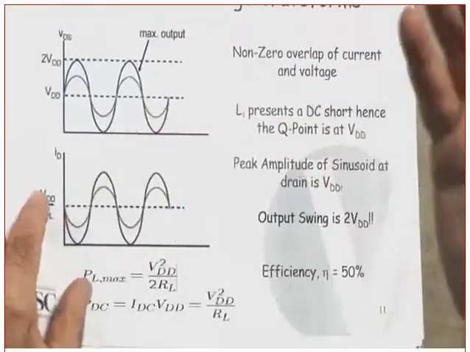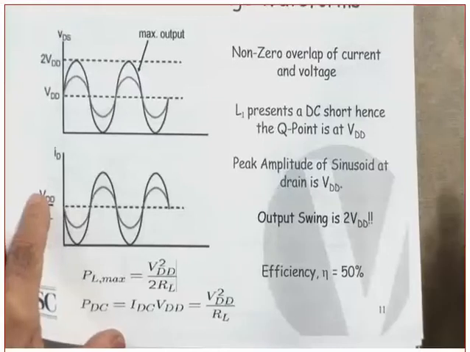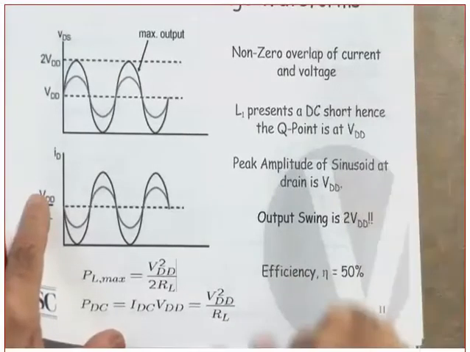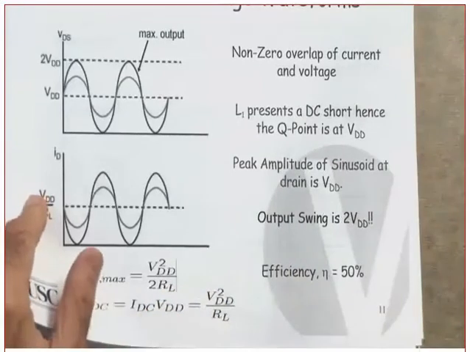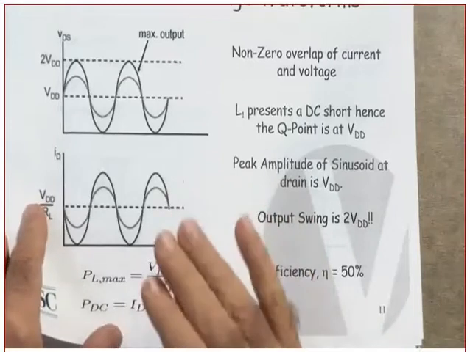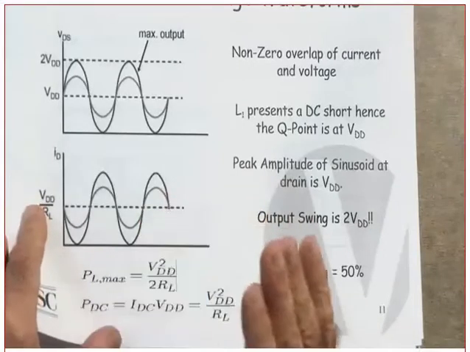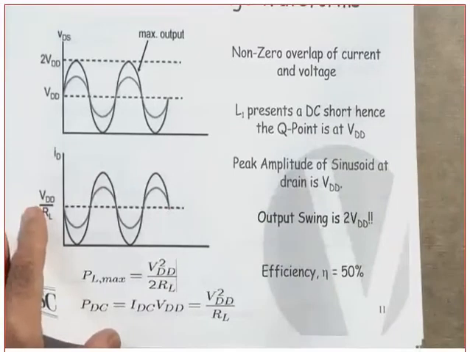Worst of them all is what? It's a class A, because in a class A, the transistor is conducting all the time. In a class C, the transistor is only conducting what? A very small period of time. Clear? A small portion of the entire cycle. Now, remember what we said last time. If the transistor is not conducting, it means the current is equal to what? Is equal to zero. Clear?